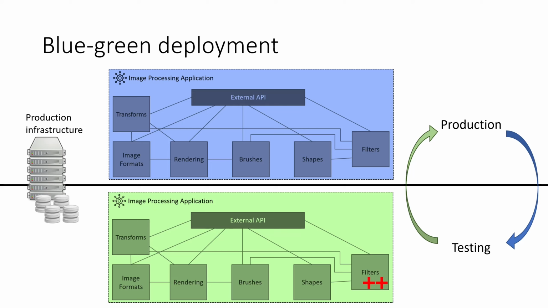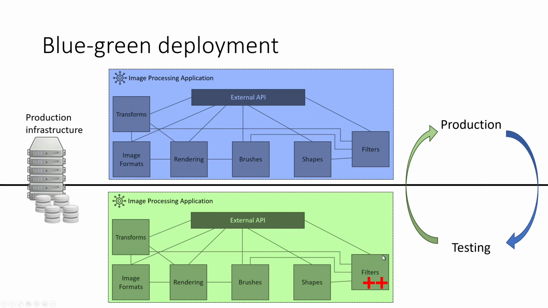It's very similar to sandbox trials. One difference is that we have a single production infrastructure. And the production infrastructure will run two versions of our application, the blue version and the green version. One version will be the production version with the old code, and one version will be the testing version with the new code. And then we can send some users to the testing version to check that it's okay.